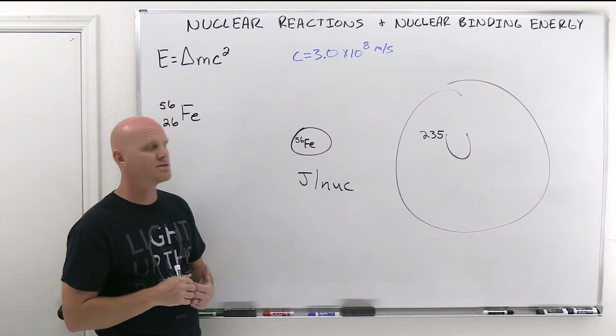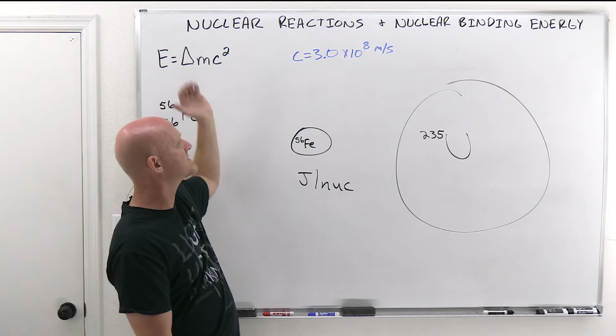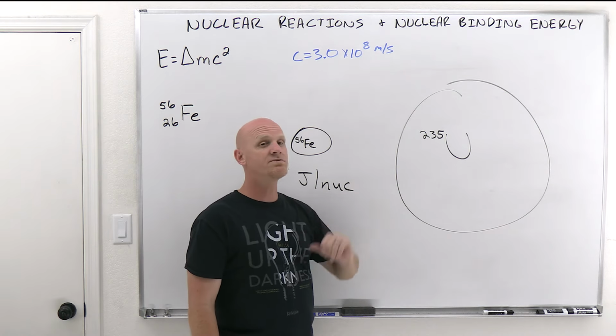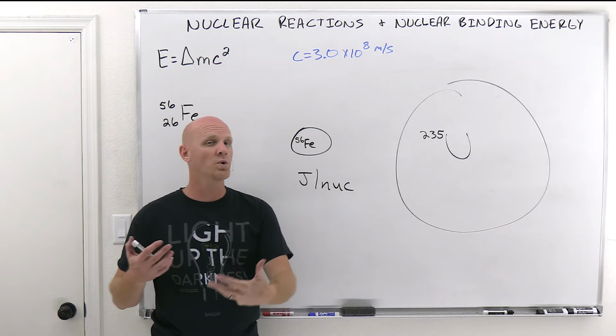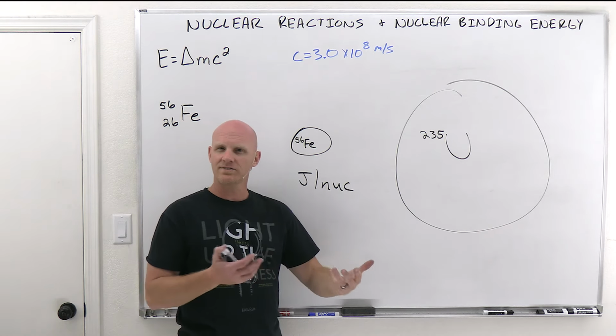In this case, we take the total nuclear binding energy we calculate using Einstein's equation, and then divide it by 235 nucleons, 235 total protons and neutrons, and that scales it.